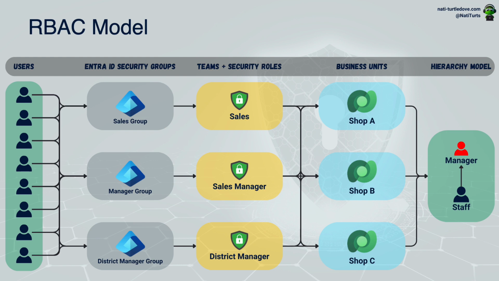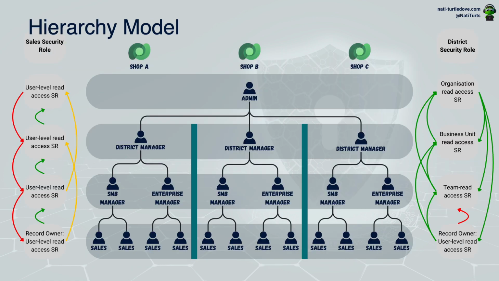And then lastly, all these feed back into the hierarchy model. So we've restricted data on a business unit and a user level, but now following the manager hierarchy model, the position hierarchy model, we're starting to let a bit of data out without security roles, but following that concept. So if we break down the hierarchy model over here, let's look on the far left-hand side where we've got the security roles. Again, this organogram is considering shop A, shop B, shop C on a 4-tier structure. Now we've got the admin on top who manages all the shops. We've got a district manager per shop. We've got an SMB and enterprise manager per shop. And then we've got a sales team per shop.